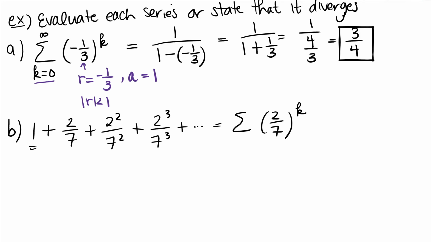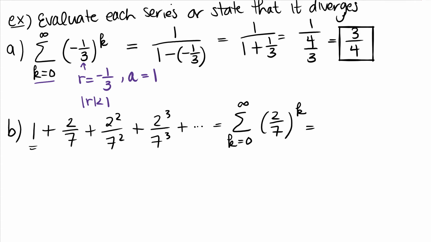So what is the only way that I can take 2 sevenths to a power and get 1? That's if k starts at 0. Sometimes they'll try and kind of get you with that, and I'll do it too to you. But I must start at k equals 0 in order for that to be 1.